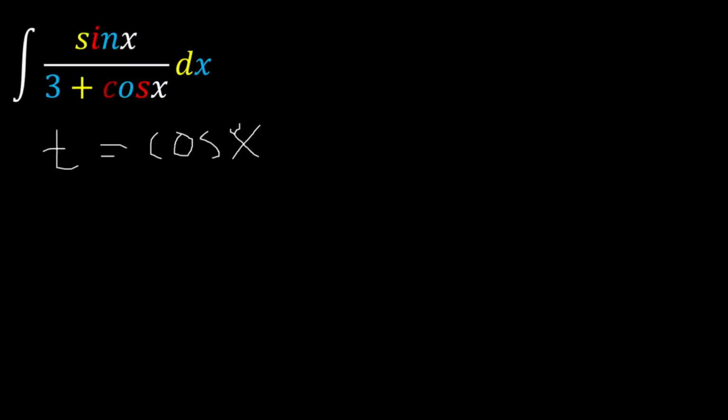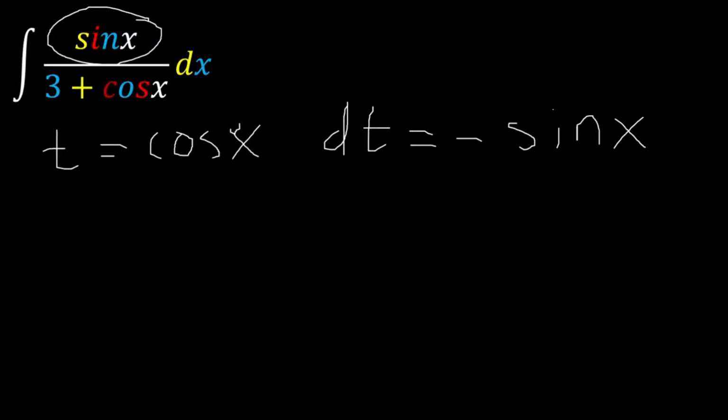Because if you differentiate this chi, you are going to have minus sin x, and automatically, it will be what is up here. Hence, our new integral will be what?